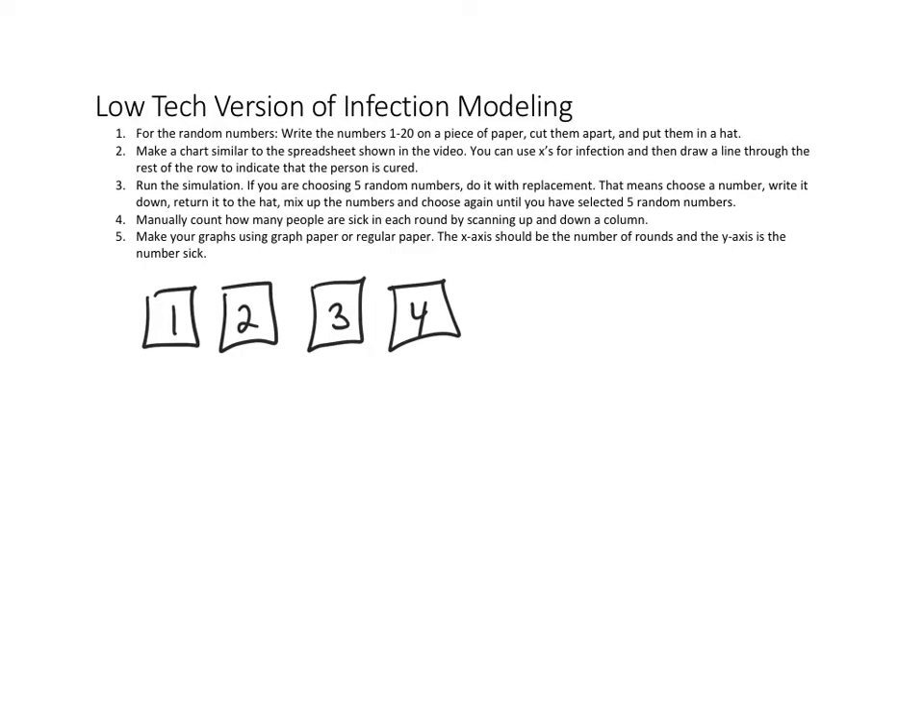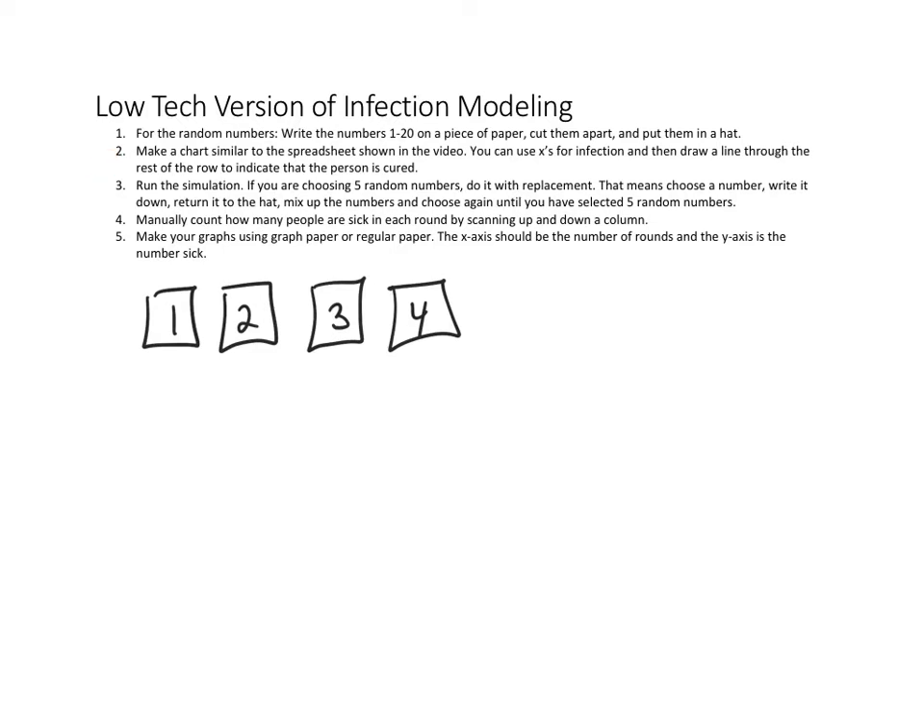If you have some cardstock or some old index cards, that might work a little bit better, but it doesn't really matter. Or if you happen to like Dungeons and Dragons and you have a 20-sided dice, then you just use your 20-sided dice. The next thing you're going to do is make a chart similar to the spreadsheet shown in the video, and you're just going to do this on paper.